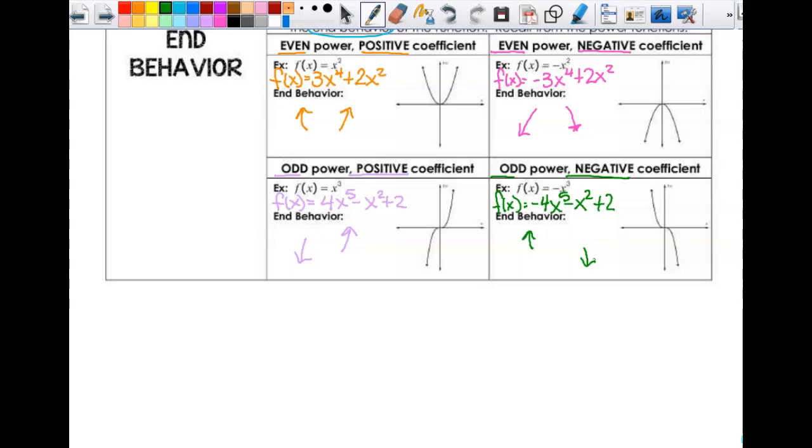And then again, the words are still important. I should still be able to say, as x approaches infinity, f of x approaches negative infinity. As x approaches negative infinity, f of x approaches infinity. That's still important, but the pictures are going to be important for us too. Okay, we good? Awesome.